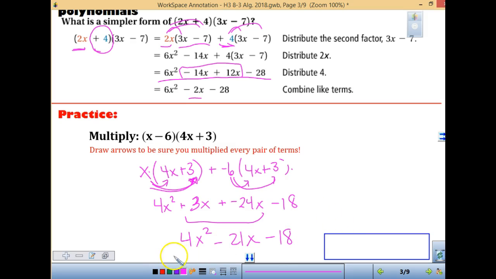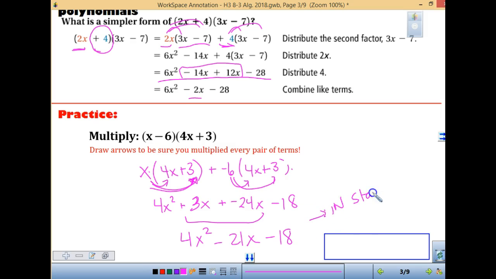If I was asked, is this in standard form? Yes, this is in standard form. So this one is in standard form because we go from the x squared to the x to the first to our constant term, right? So this is in standard form.